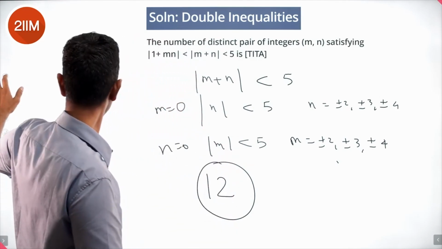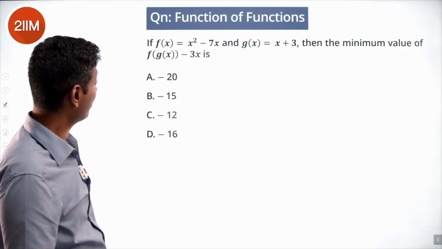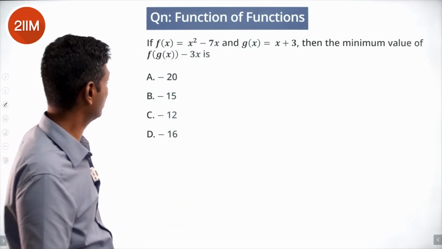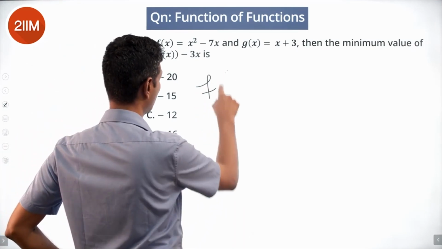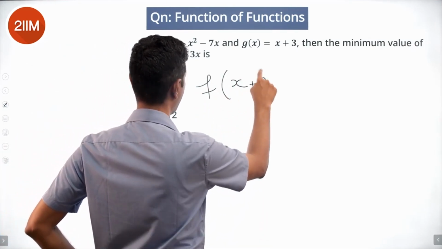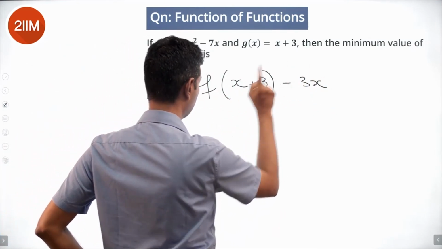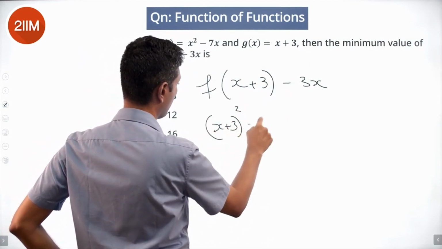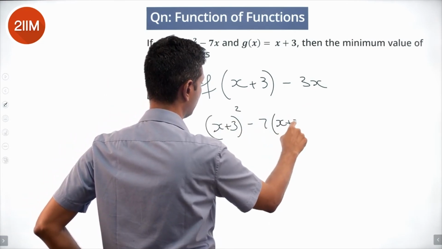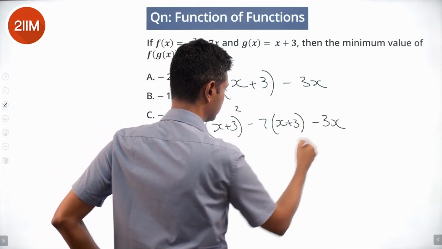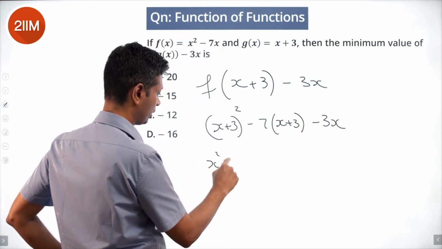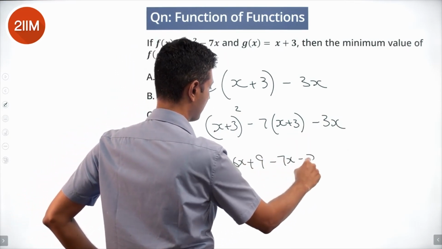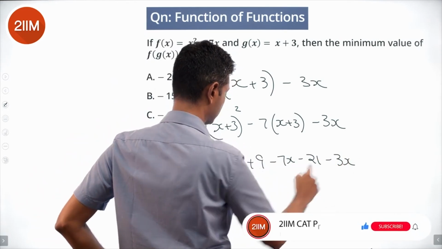And a wonderfully tough question. F of x is x square minus 7x and g of x is x plus 3. Then the minimum value of f of g of x minus 3x, that is f of x plus 3 minus 3x. We need to minimize this. This is x plus 3 whole square minus 7 times x plus 3 minus 3x. Let's find this. X square plus 6x plus 9 minus 7x minus 21 minus 3x.